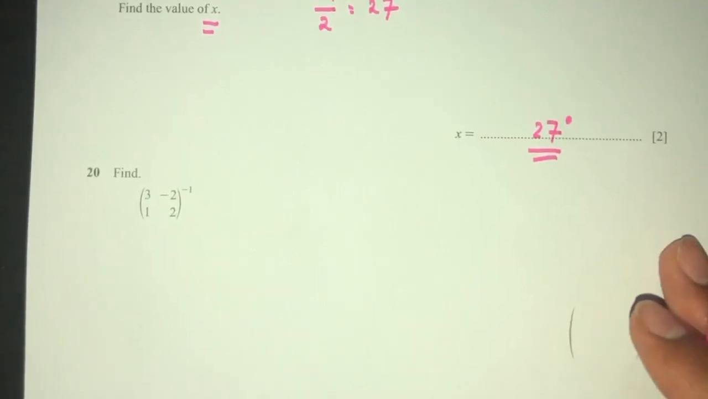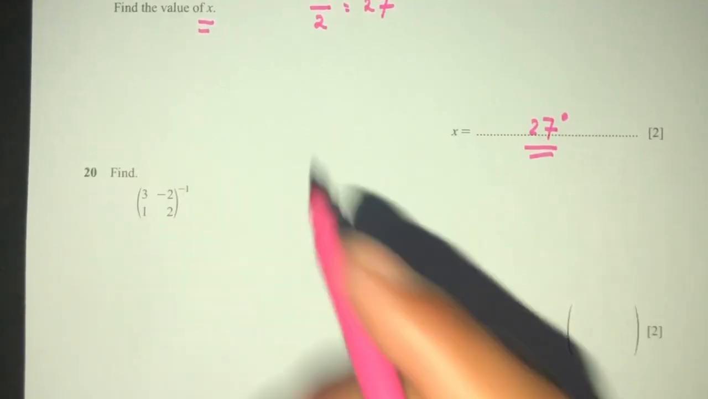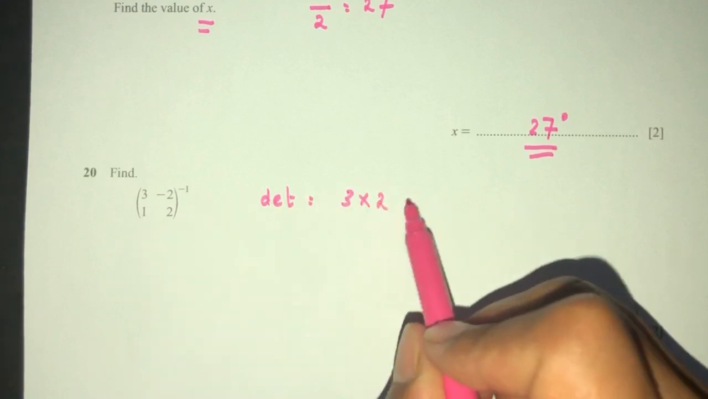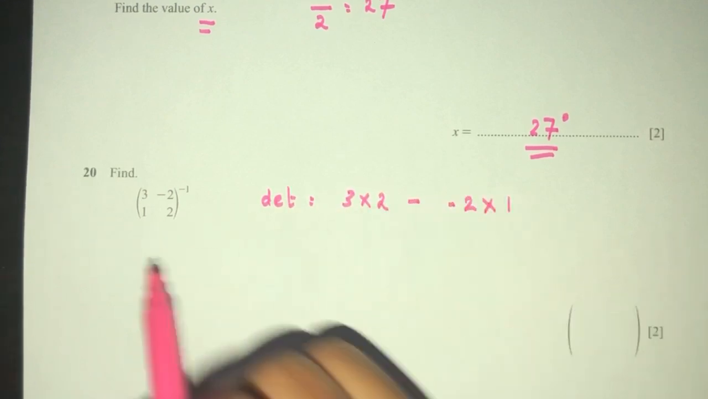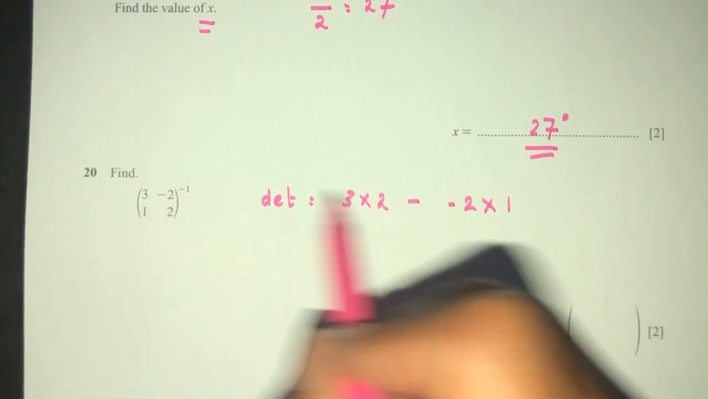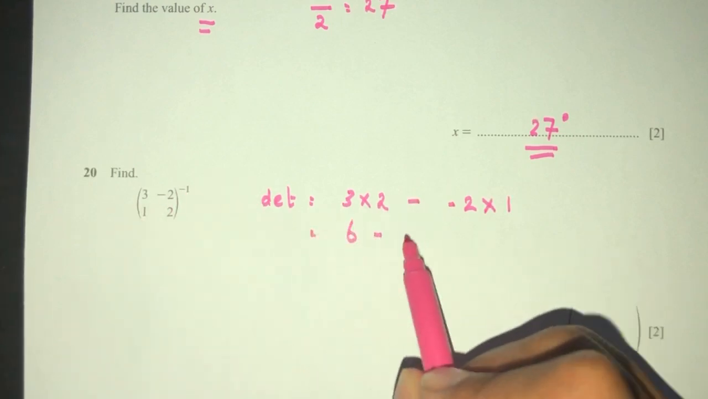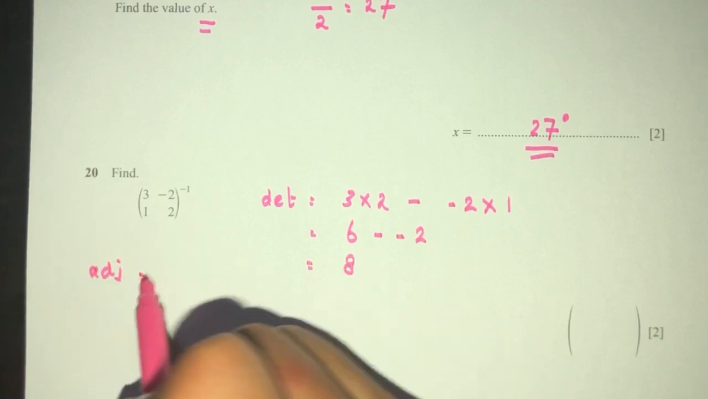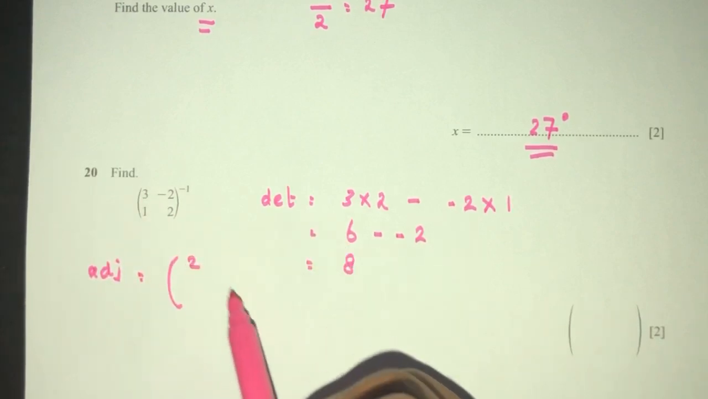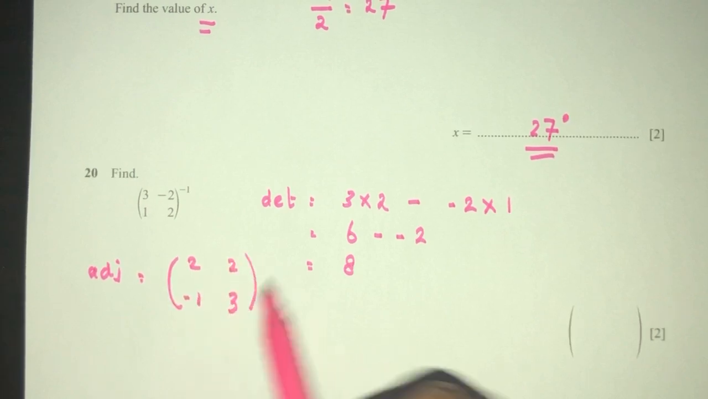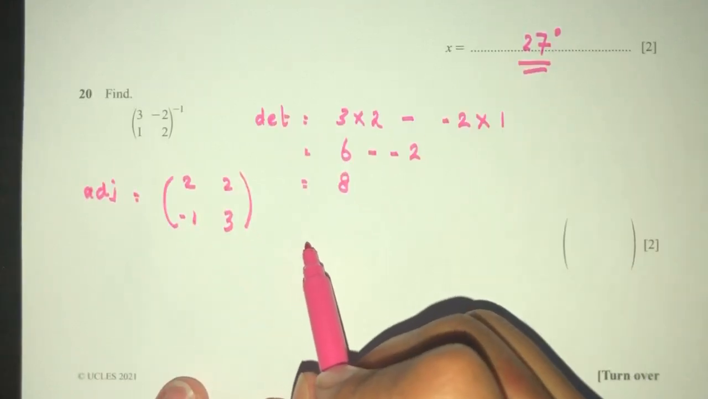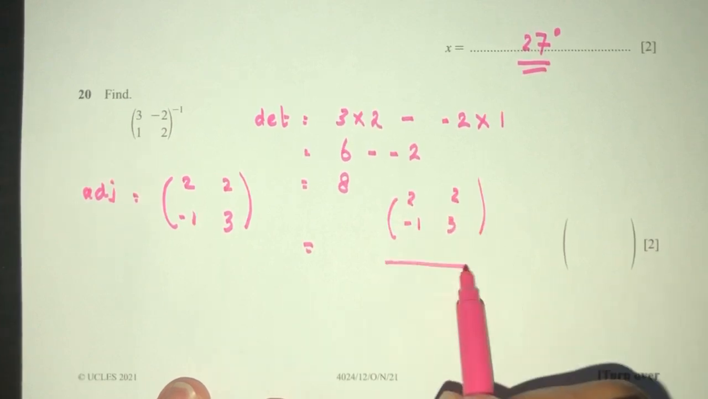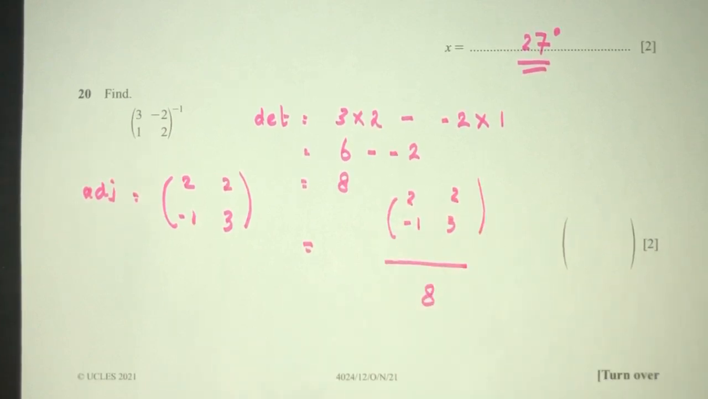Now let's move on to question number 20. So here we have to find the inverse of this matrix. Let's first find its determinant. That will be 3 times 2 minus 2 times 1, right? So this minus this one. That will be 6 minus 2, and that should be 8. Now what is the adjoint matrix? We just have to change position first. 2 will go up, 3 will go down, change sign, and you'll have this. And finally, the inverse will become the adjoint matrix divided by the determinant. So this will be your answer to question number 20.